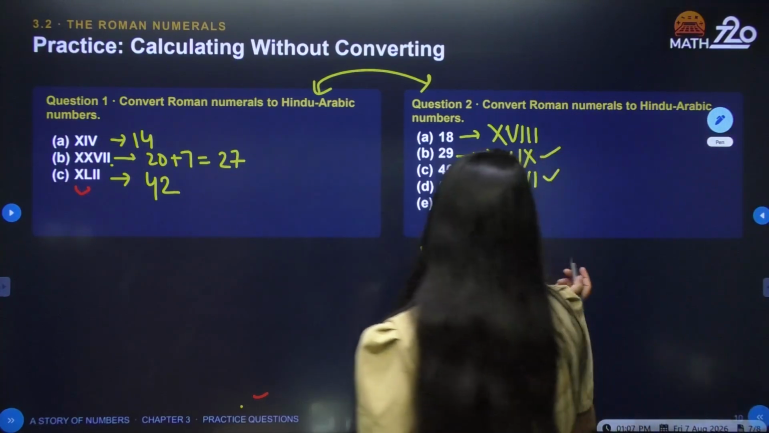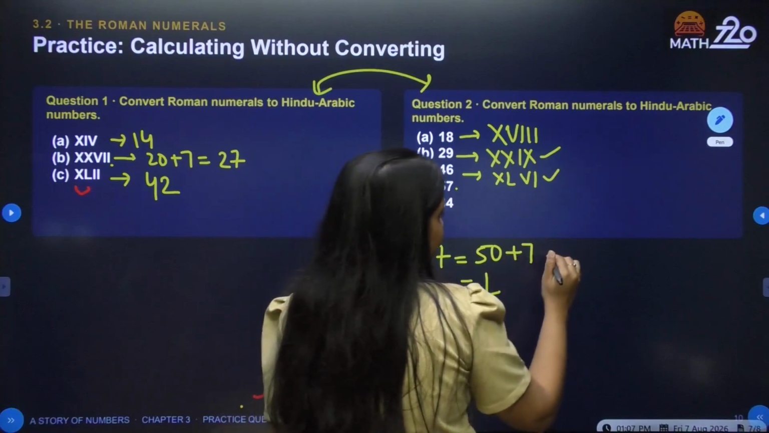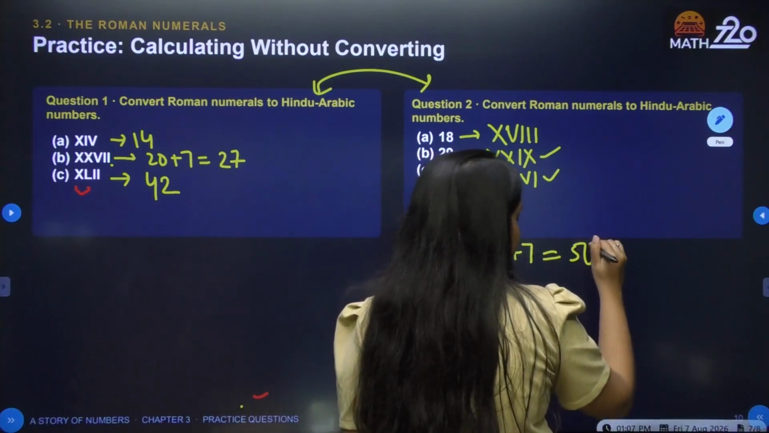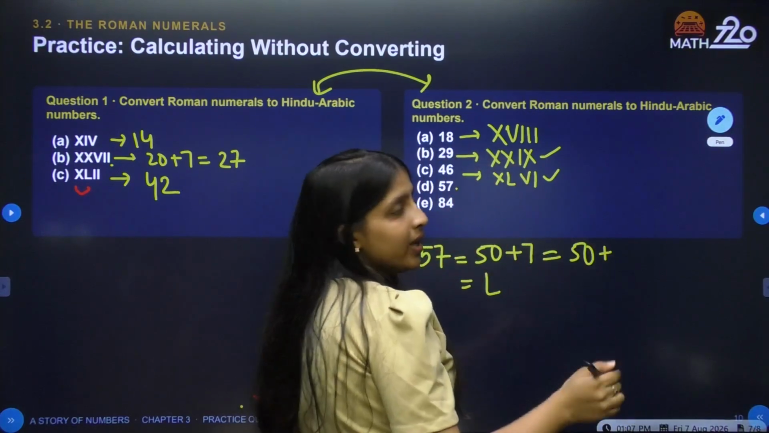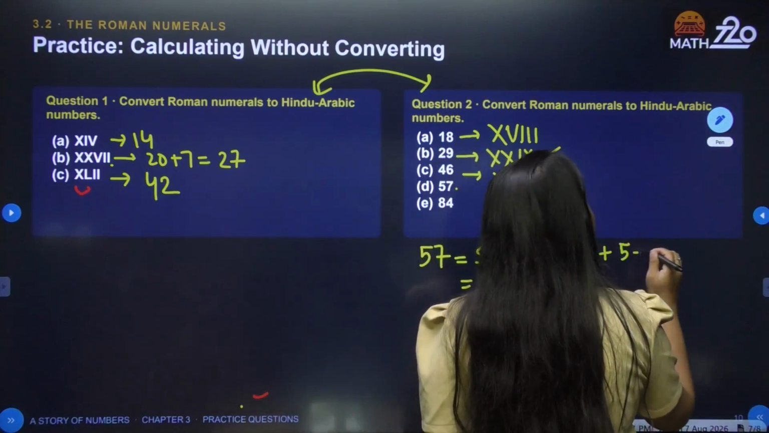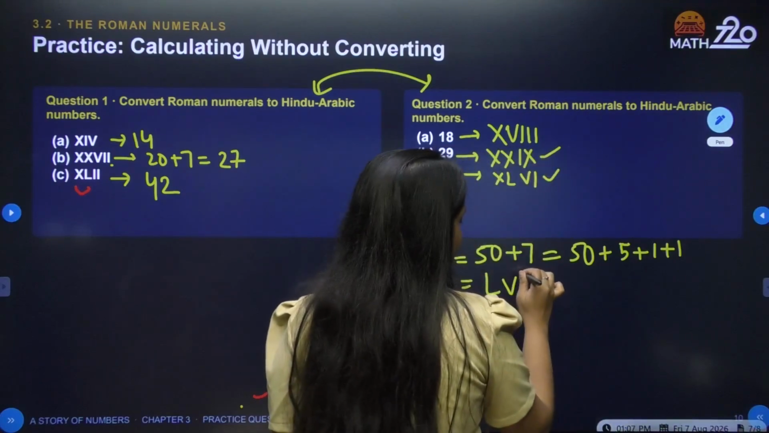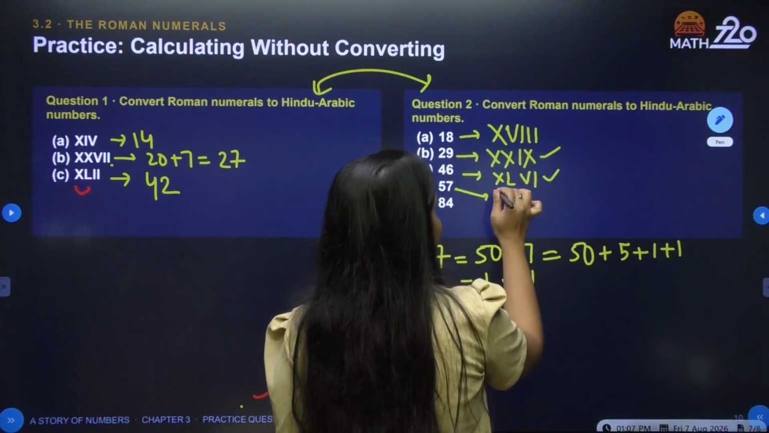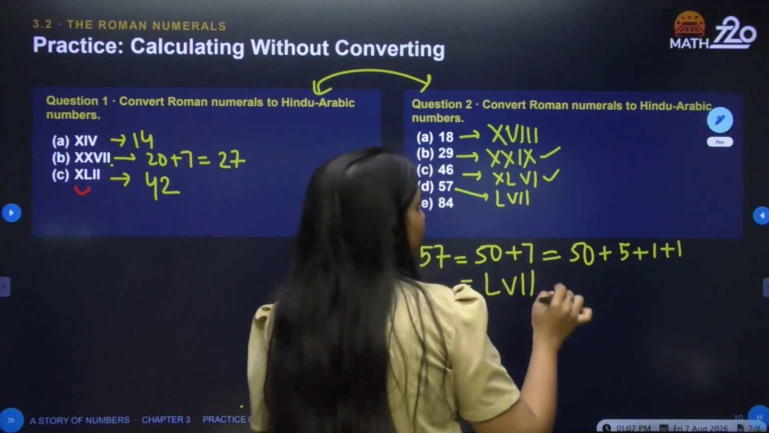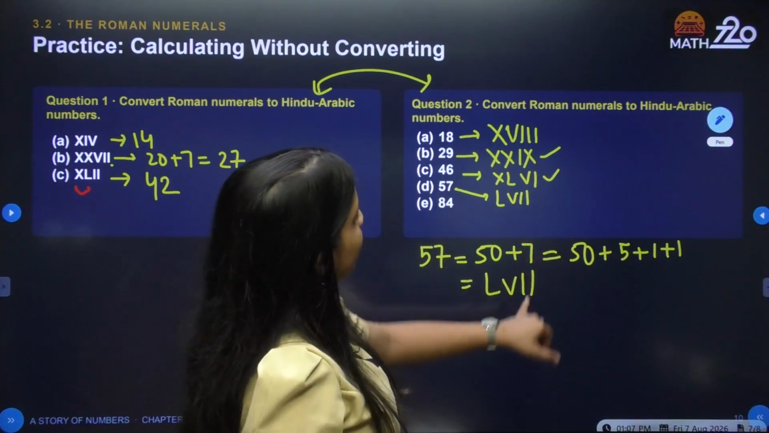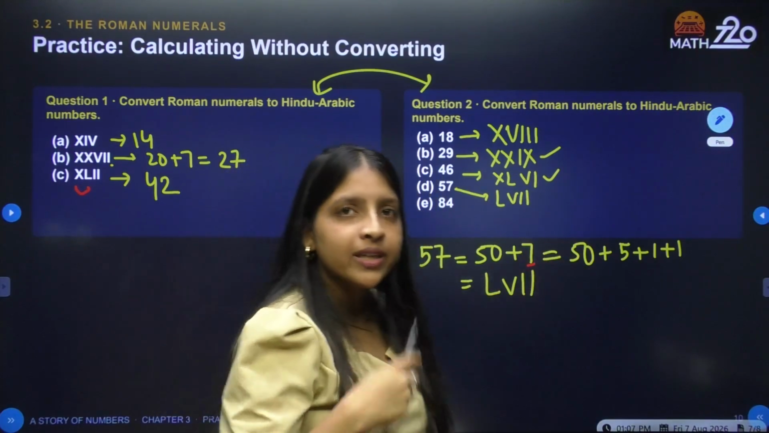So yes guys, 50 is L, but we don't have the representation for 7. We can write this 7 as 5 plus 1 plus 1. So it will become LVII.